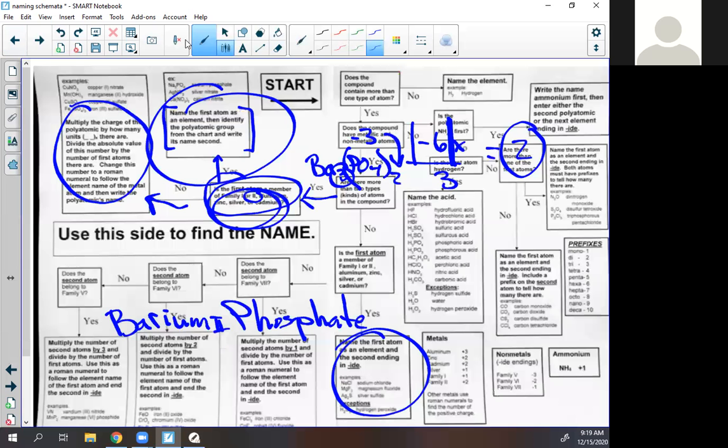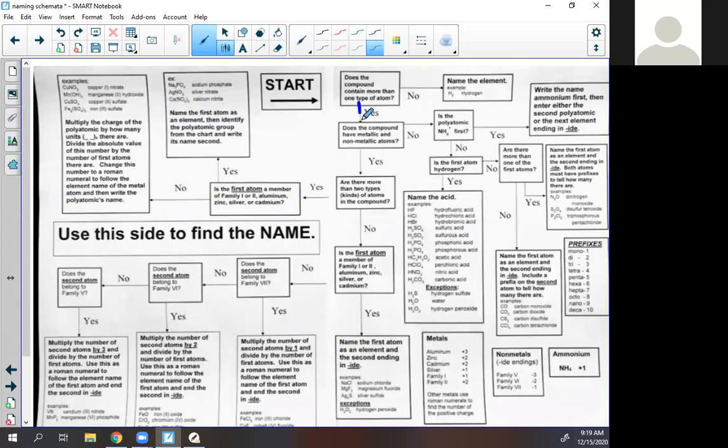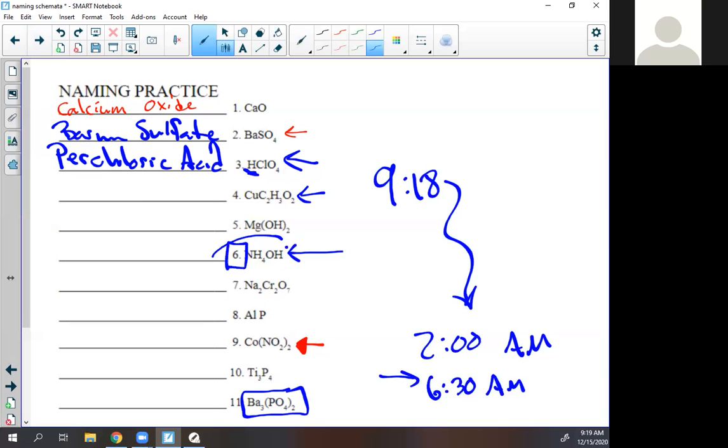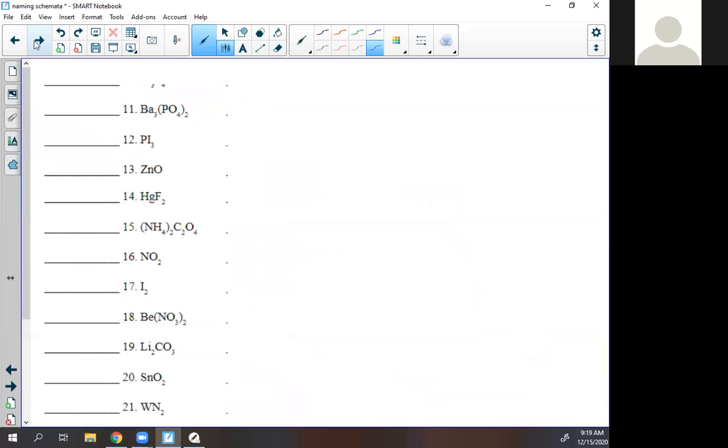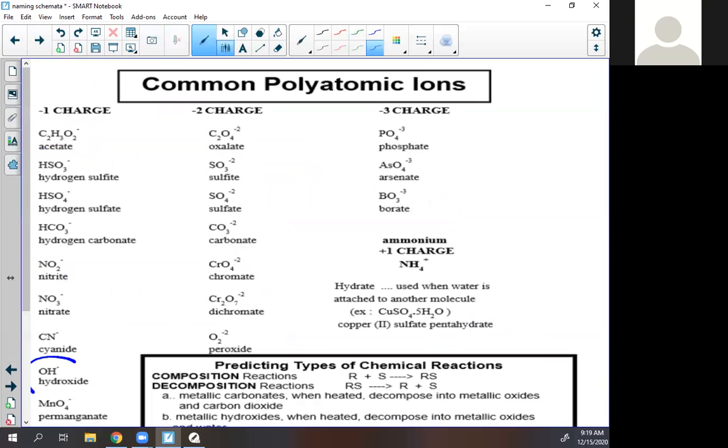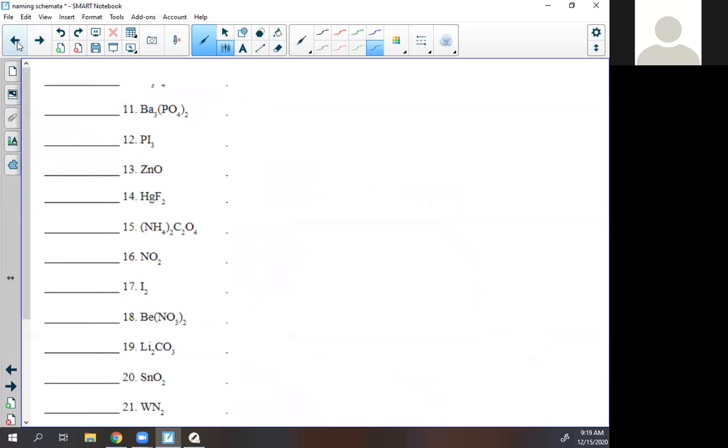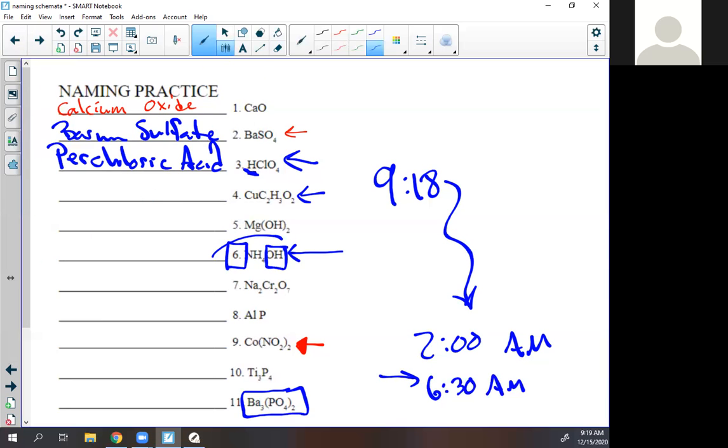NH4OH. Here we go. These I like. Well, I don't really dislike any of them. More than one, right? Is N a metal? No. Is NH4 first? Yes. Write the name, ammonium, and then whatever comes after it. So look, it's NH4, and then OH is a polyatomic ion. So I would look on my polyatomic ion chart. Where is it? OH is right here. So I just write ammonium hydroxide. To me, the NH4s and any of them that start with the H, those are the easiest of them all.